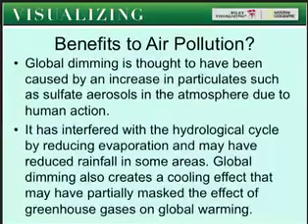It has interfered with the hydrological cycle by reducing evaporation and may have reduced rainfall in some areas. Global dimming also creates a cooling effect that may have partially masked the effects of greenhouse gases on global warming.